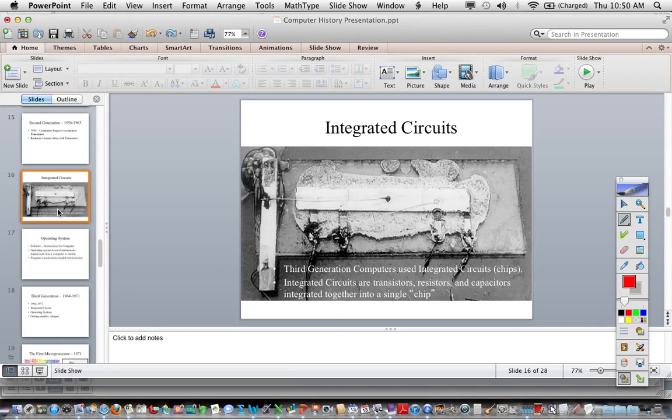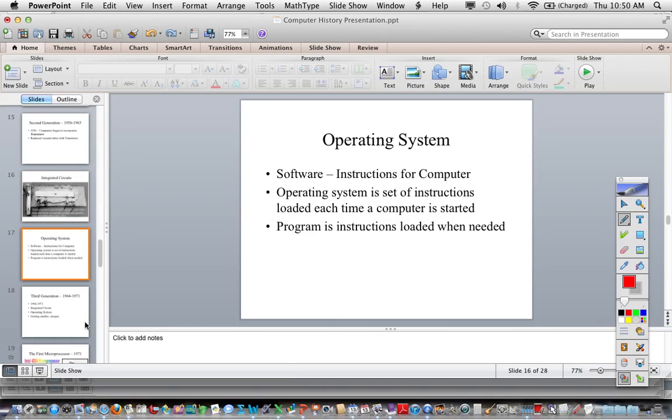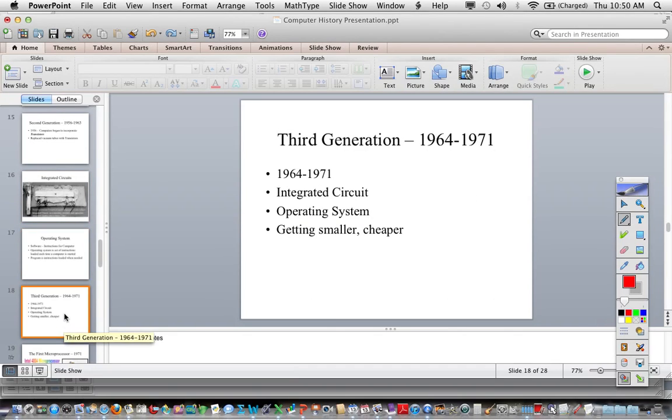So first generation vacuum tube, second generation transistors, third generation integrated circuits. Third generation, kind of into the 70s, getting smaller, getting cheaper. Not much to know about that.